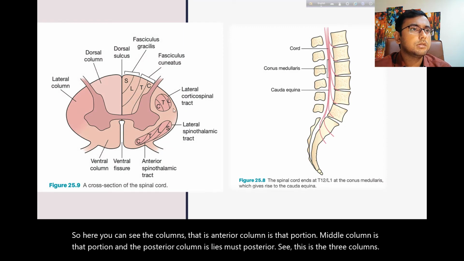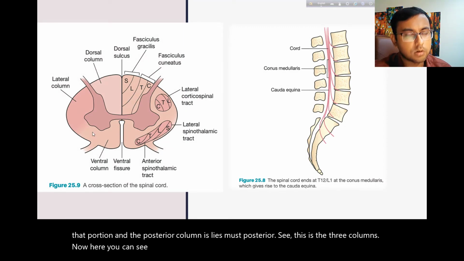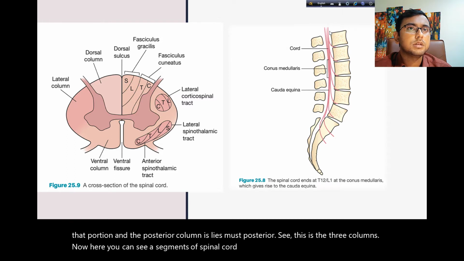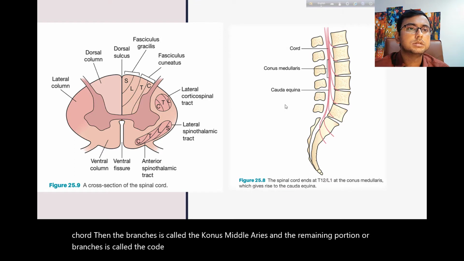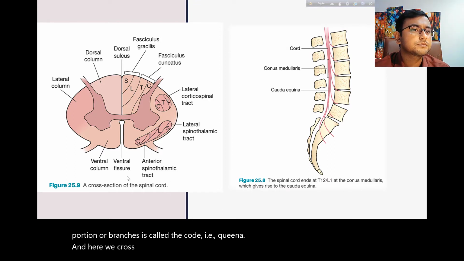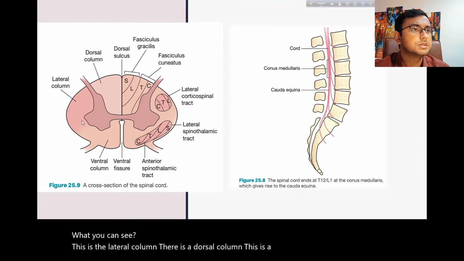Now here you can see segments of the spinal cord. Here you can see the lumbar 1 level of the cord, then the branches. This is called the conus medullaris, and the remaining portion or branches is called the cauda equina. And here in the cross section of the spinal cord, this is the lateral column, there is a dorsal column, and this is the ventral column, so there are 3 columns.